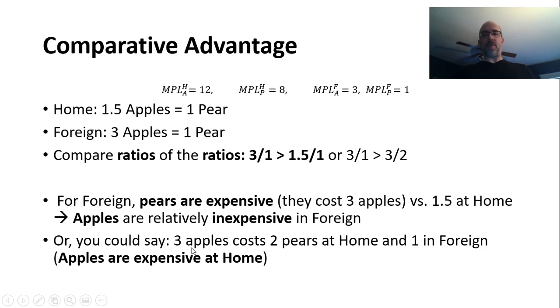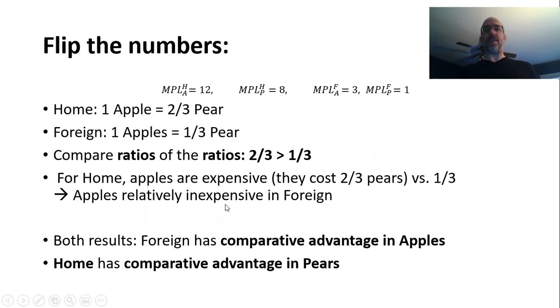You could flip it another way and see 3 apples cost 2 pears at home. 3 apples cost, right? Double this by 2. Or 3 apples cost 1 pear in foreign. All right, and so all of a sudden apples are expensive at home. So apples are inexpensive in foreign, apples are expensive at home, pears are expensive at home. It's all different ways of saying the same thing.